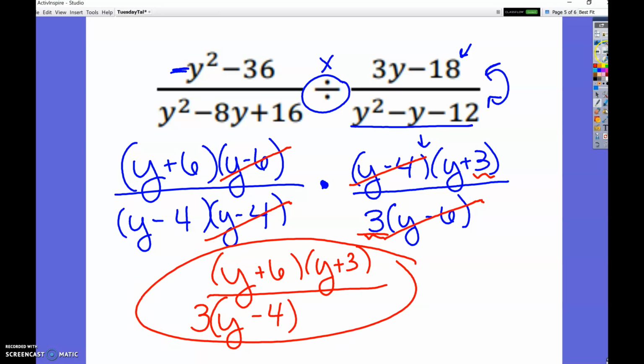That's it. So that's all for today, guys. Again, you should be able to add, subtract, multiply, and divide rational polynomials. Hope that made sense. And that's all.